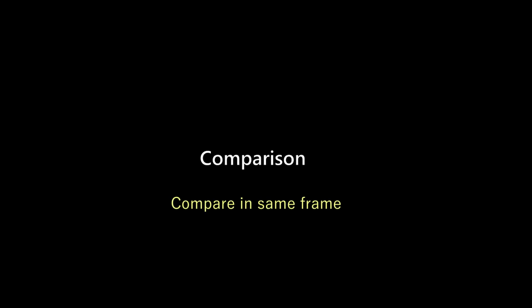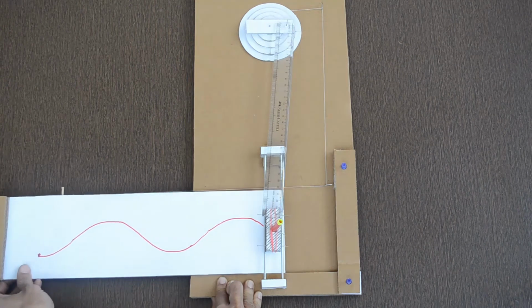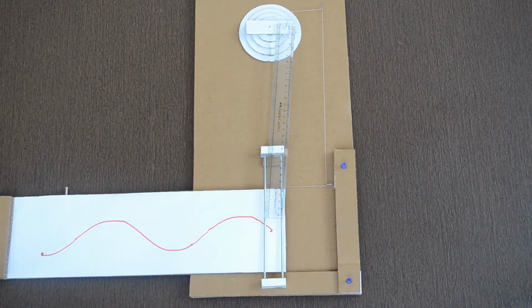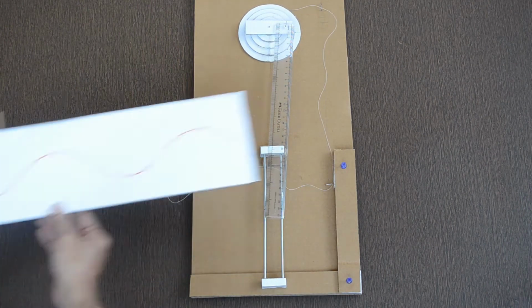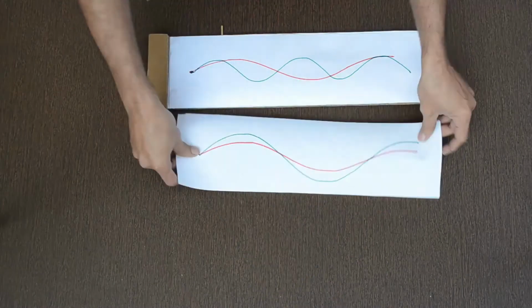When it comes to comparing things, we can use a single frame to show the result. Sine wave for different amplitude and period settings are shown side by side in this single frame. Try this at home. Thank you.